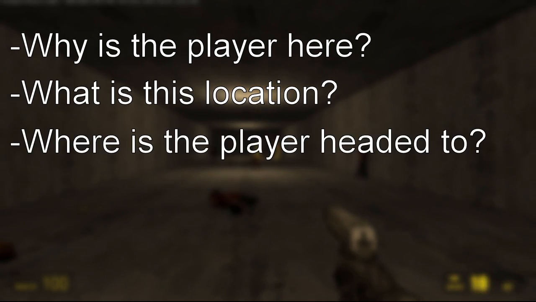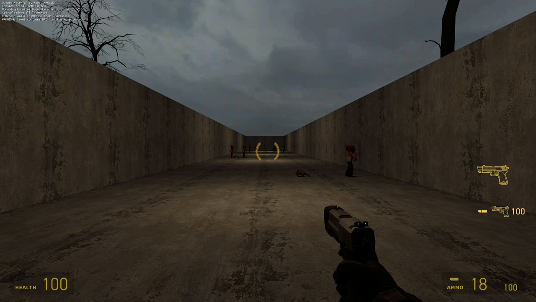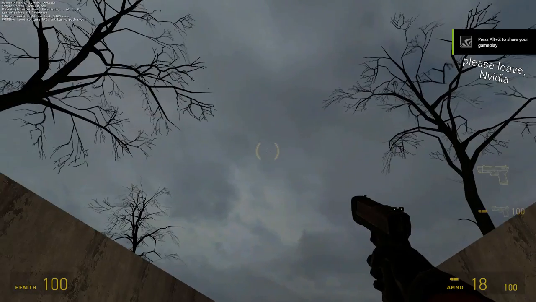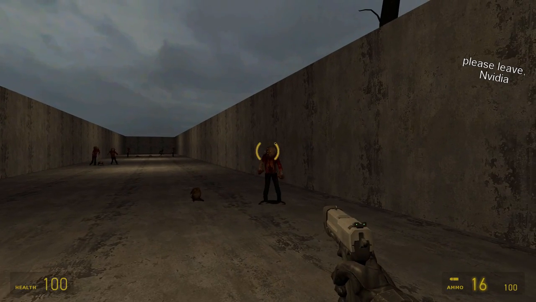Where's the player headed to? And what does the player do here? Among others. So let's take our hypothetical concrete hall level and add a skybox above it and put some trees over the walls to really sell this as an outdoor space.